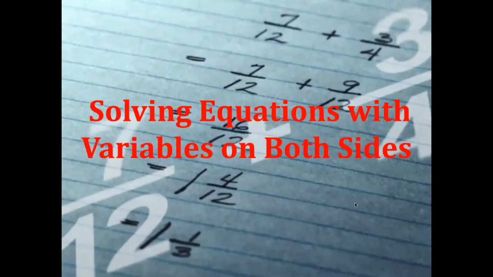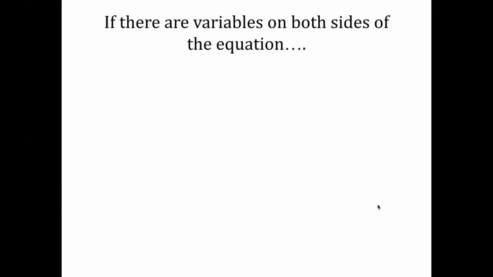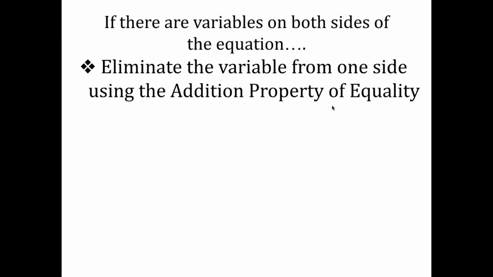Okay, now we'll be moving into lesson 1.3, which is solving equations with variables on both sides. So let's go ahead and look at the main objective of this lesson. If there are variables on both sides of the equation, you're going to first eliminate the variable from one side using the addition property of equality.